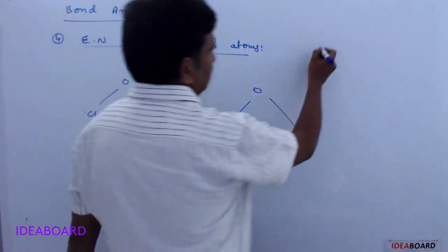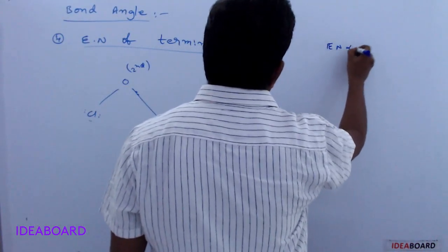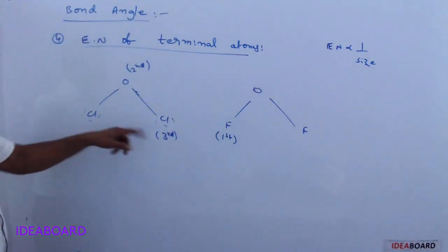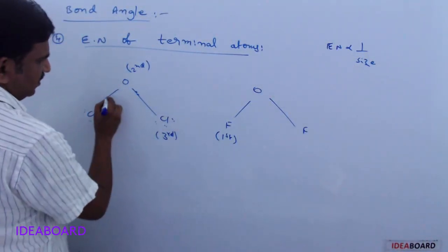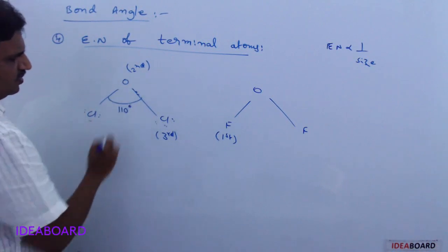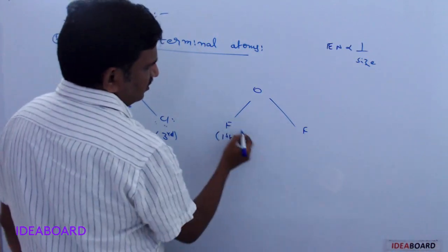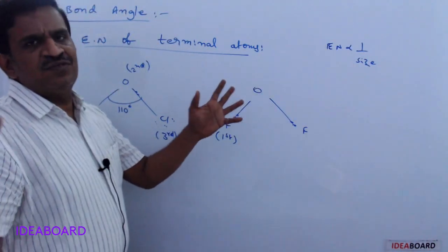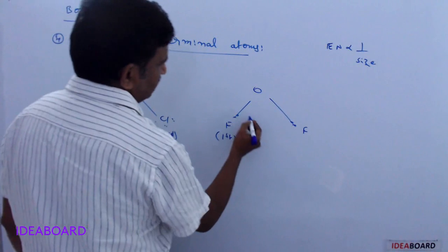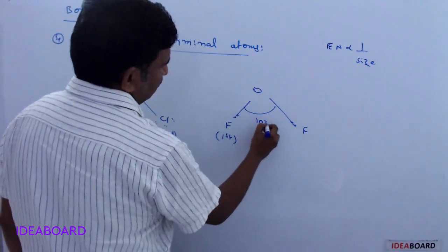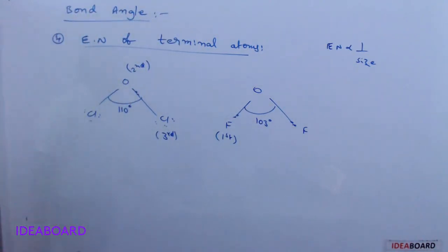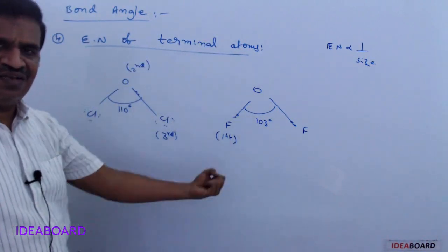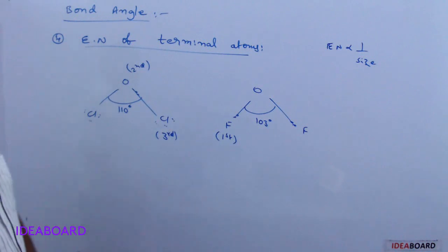Electronegativity and size, I said clearly, are inversely proportional. Whenever size increases, the repulsions increase. So here it is having 110 degrees, whereas a fluorine atom is more electronegative, so the bond pair will be away, so they will try to come closer without repulsion. So here it is having nearly 103 degrees. So as the electronegativity of the terminal atom increases, the bond angle decreases. Okay.